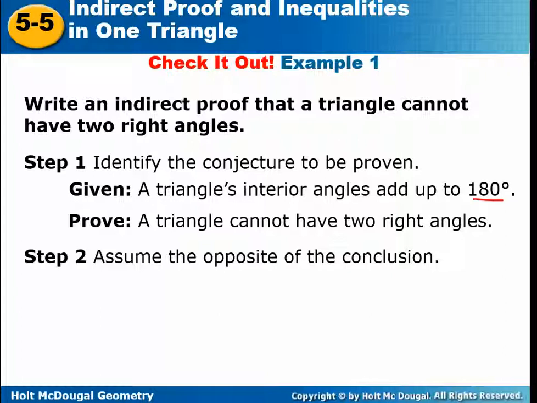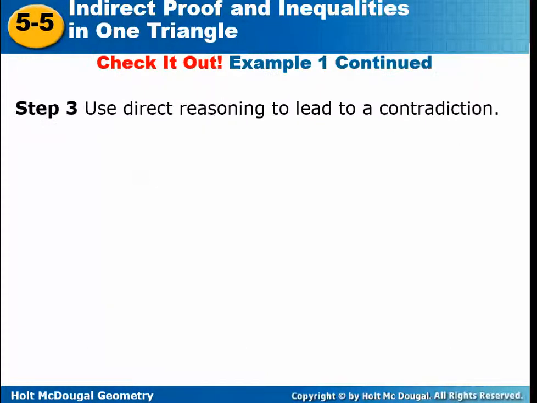Then we want to assume the opposite. What's the opposite of a triangle cannot have two right angles? It's that a triangle does have two right angles. That would be crazy, huh? Now we're going to try to prove that.